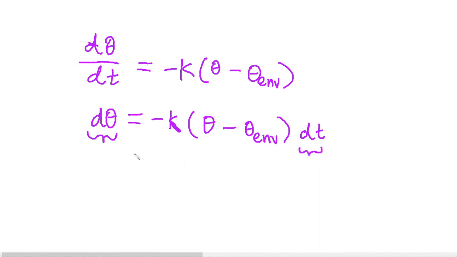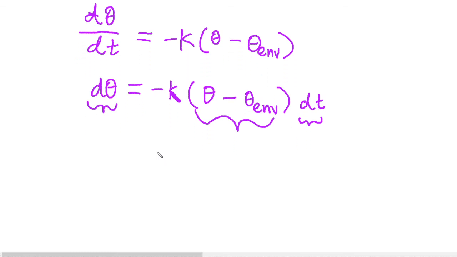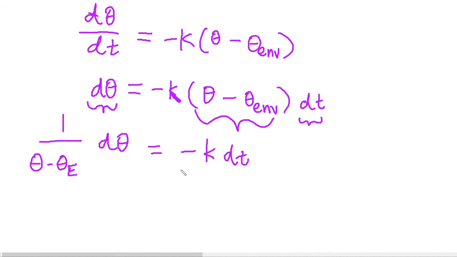And what I'm going to do here now is divide both sides by this term, theta minus theta environment. So d theta times 1 over theta minus theta environment, or I'm just going to write theta e from now on for simplicity, is equal to minus k, the constant, times the infinitesimal change in time.